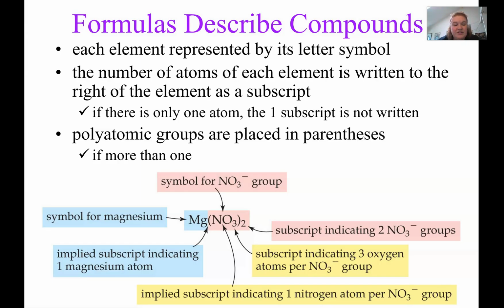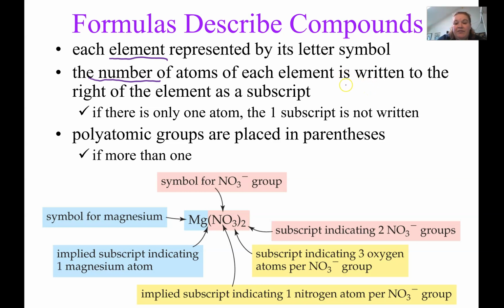So as we move into talking about the actual formulas for the compounds, there's a lot of information that goes into them. We have to have each of the elements listed that are in our compound using those chemical symbols that we talked about in the last video. And we need to know how many there are. So we're going to put the number of the atoms as subscripts to the right of each element.